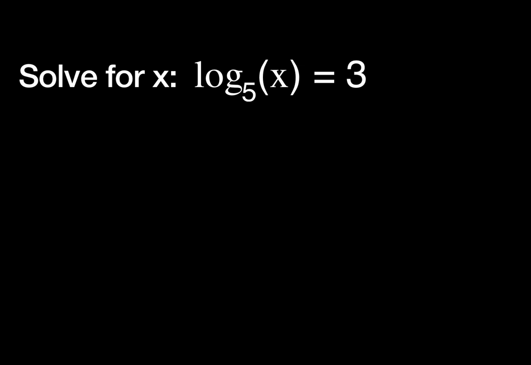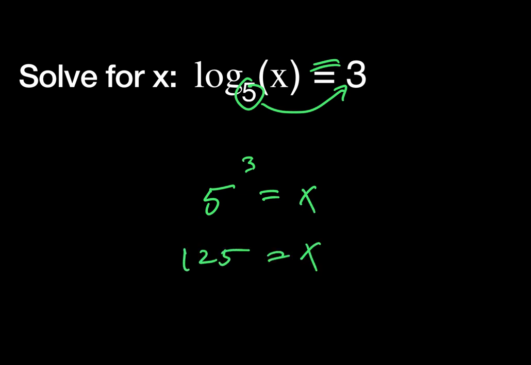So here, solve for x, we have to think, well, how do we convert this into exponential form? And it's a matter of just practicing and knowing, well, this is my base, so it's going to be 5 to some power. And then we go, well, which one is it? It is 5 to the third power equals x, or 125 equals x. In terms of these, it's going to be practice. Practice converting it from log to exponential, exponential to log.